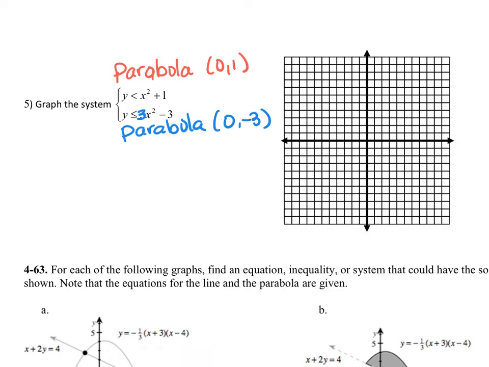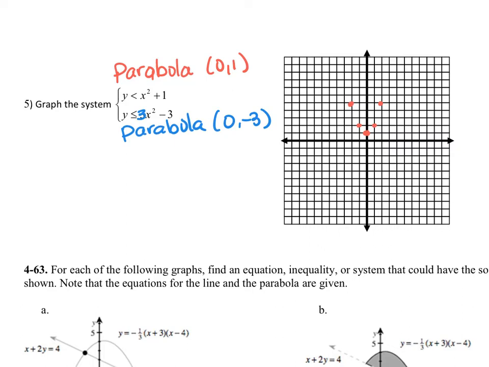So I am going to go to the point 0, 1 for my first parabola, and that's my vertex. It's upward facing, so I'm going to go ahead and put in my points 1, 1, and then -1, 1, 2, 4, -2, 4. And when I'm stating those points, I'm always stating them with respect to the vertex. So they're shifted up 1 unit because of the +1 on the equation.